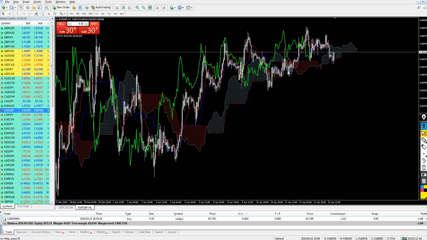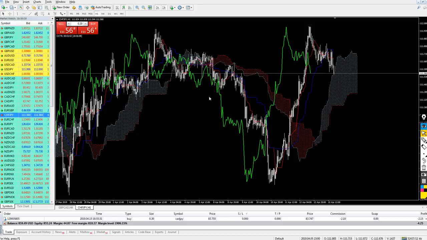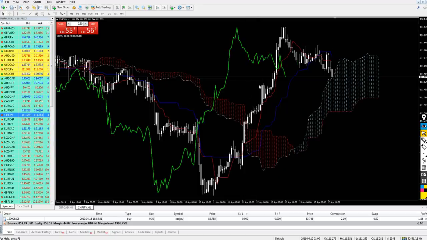Let me try to find something else. Check it out. We have here a good entry, but if I don't use Ichimoku, it's not really clear where I'm going to enter. Now look at that. The market here is going down, and I'm looking for the best opportunity to buy because I want to catch the reversal, right? When the market is going down, I want to go against it and buy the reversal, so it will take me with it.